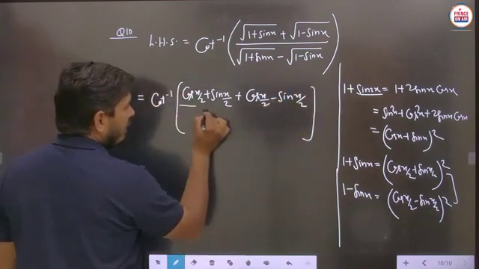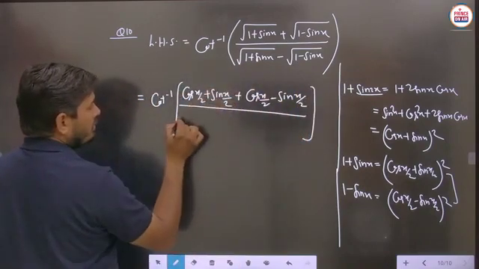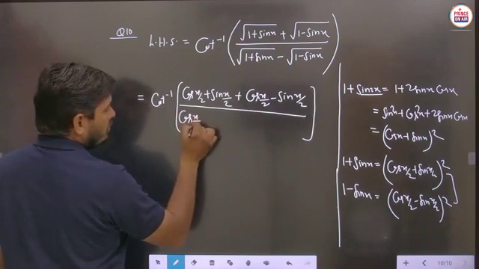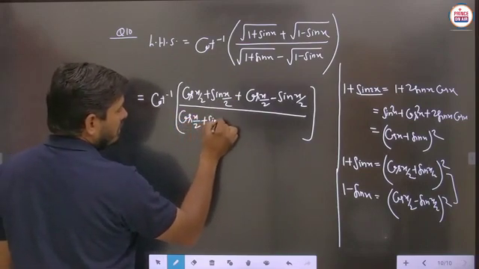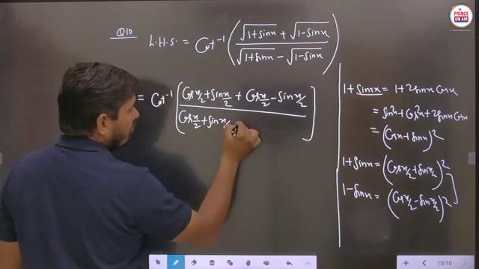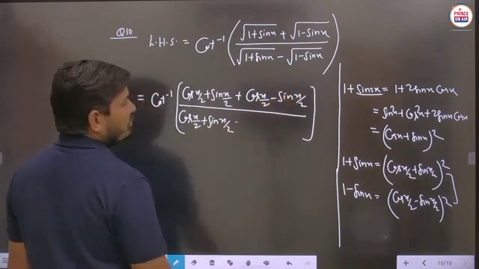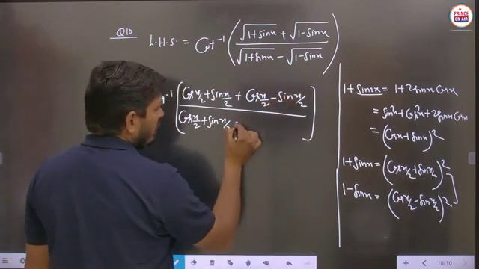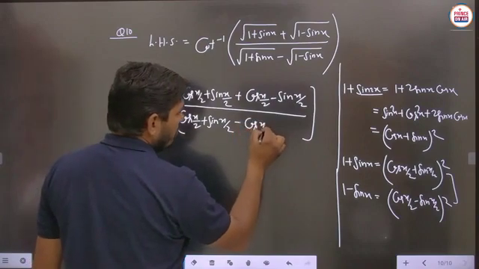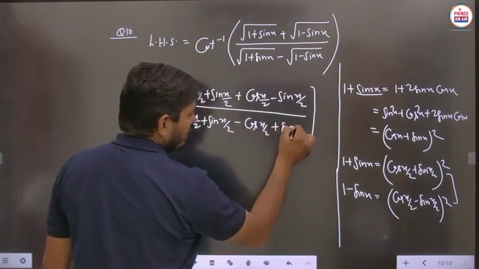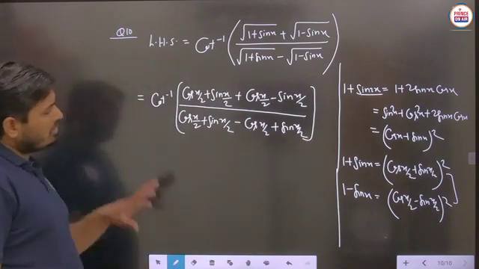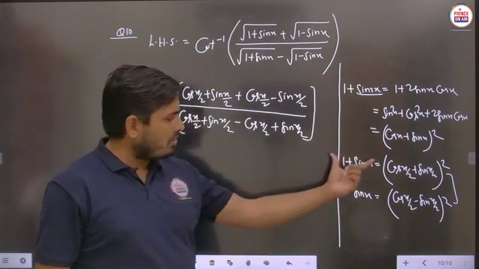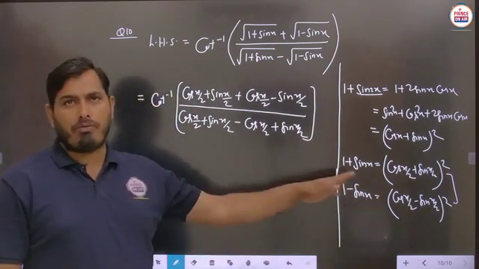Next, divided by, here in the denominator part, this is cos x/2 plus sin x/2, and here minus, this is cos x/2 minus sin x/2, but the negative sign is to be there, so this is minus cos x/2 plus sin x/2. So how these things are to be written, you can just see the formula. As per the formula we have to write this.